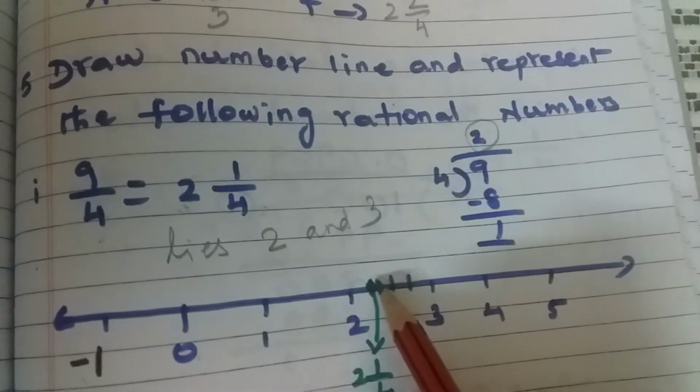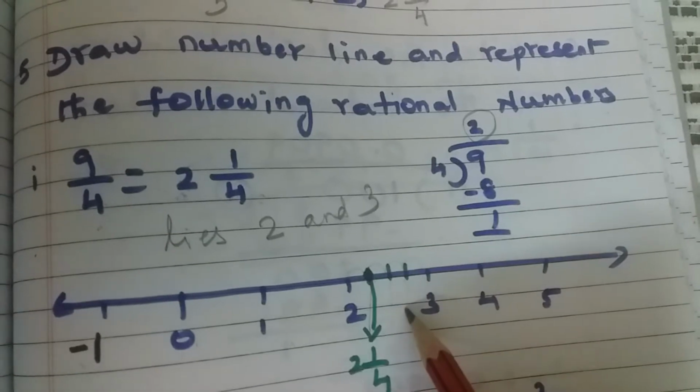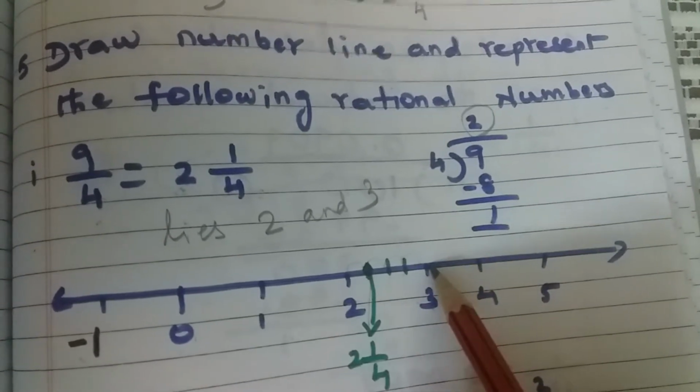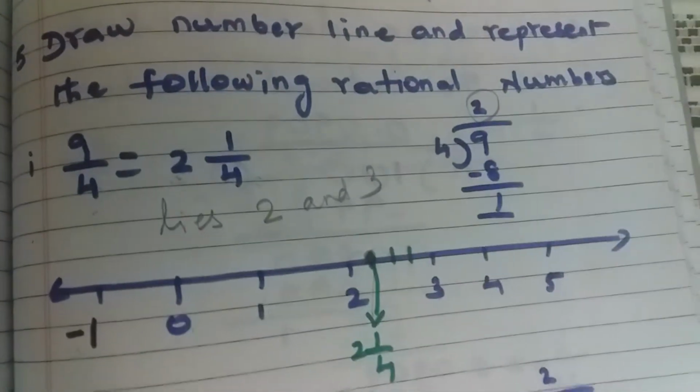So 1 by 4: the first line is 2 1 by 4. This is 2 2 by 4. This is 2 3 by 4. This is 2 4 by 4, which is 3. So 2 1 by 4 is represented by this first point after 2.